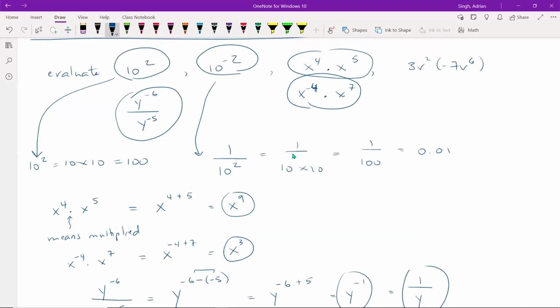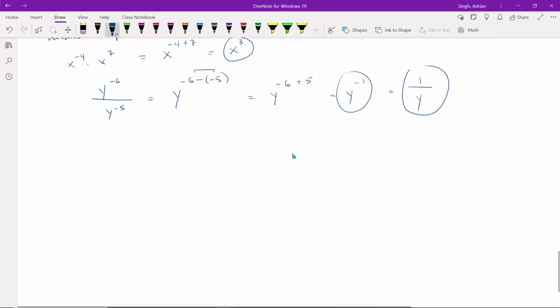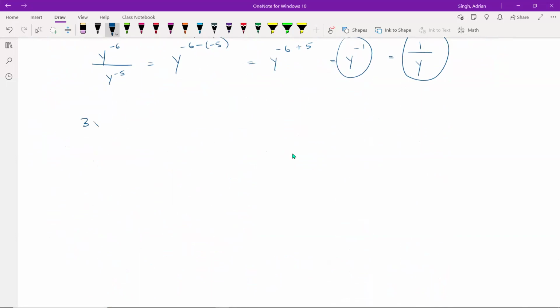And then our last one here, we have 3v squared times -7v to the 6. Okay, let's rewrite that. So 3v squared times -7v^6. Similarly, when we multiply, we have the 7 times a 3. That's going to give me 21. A positive value here, negative value, so this is going to be a negative value. And now my v's become v to the 2 multiplied by v to the 6. So 2 plus 6. This gives me -21v^8 as your final answer for that one.